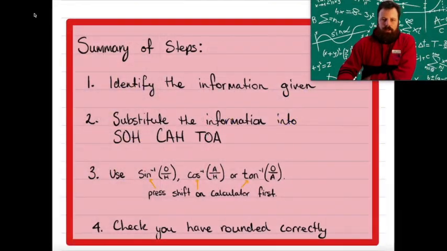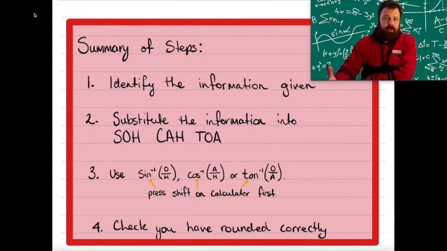All right, Year 9, so in summary, what we've done is we've identified our information, substituted in, then we used shift on our calculator to do sine, cosine, or tangent to find the angle, and then finally we went back through and double checked that we've rounded our answer correctly.